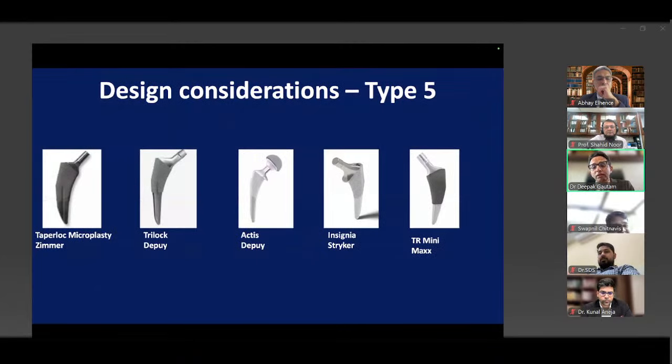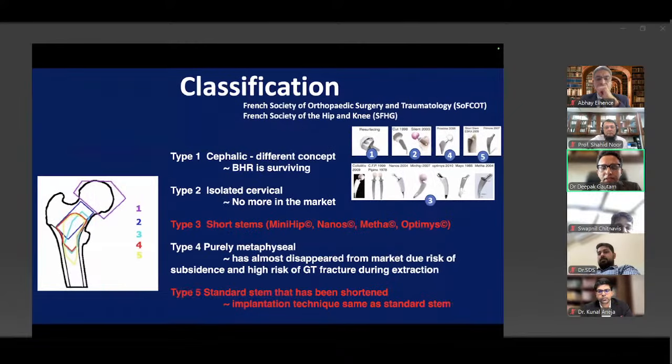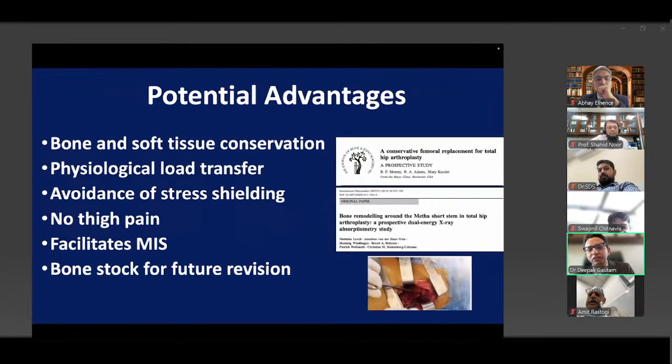And if you go for the type 4 stem, according to the SFHG classification, these are purely metaphyseal, but there is a small extension towards the diaphyseal type, which are commonly used nowadays, like the Taperloc Microplasty, Trilock, Actis, Insignia, and other stems. The potential advantages in the literature are bone and soft tissue conservation, physiological load transfer, less evidence of stress shielding, no thigh pain, facilitating minimally invasive procedures, and preserving the bone stock for future revision.